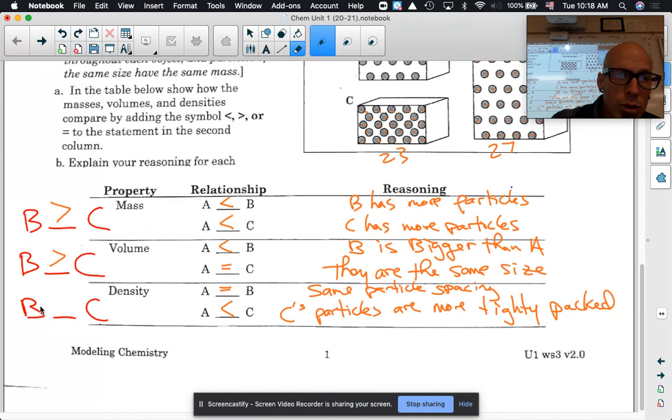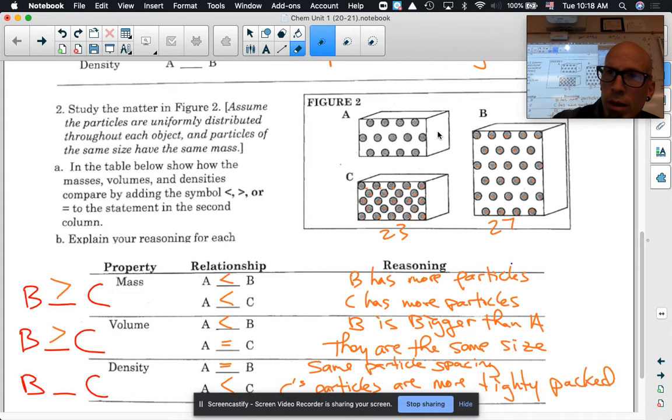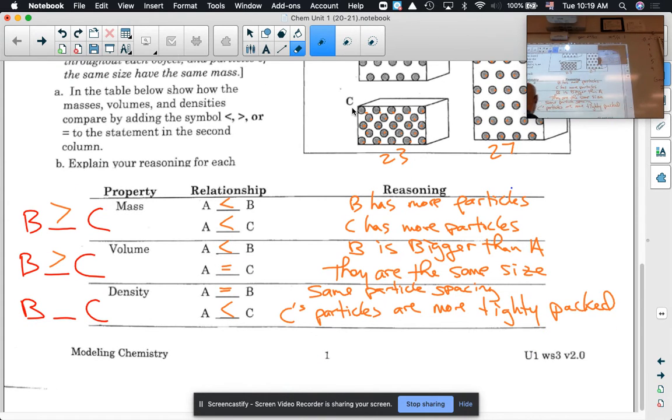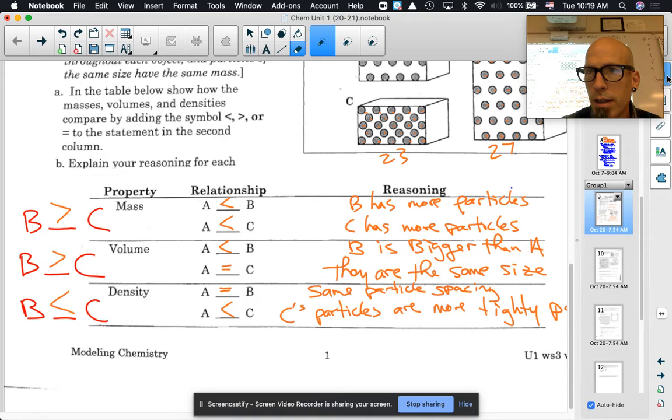Either one. All right, so compare B and C density-wise. Well, if A and B are equal, and C is more dense than A, then C better be more dense than B, since B and A are the same. That only makes sense. That means B is less dense than C. And again, how do you know? Because C's particles are more tightly packed. Hope that makes sense.